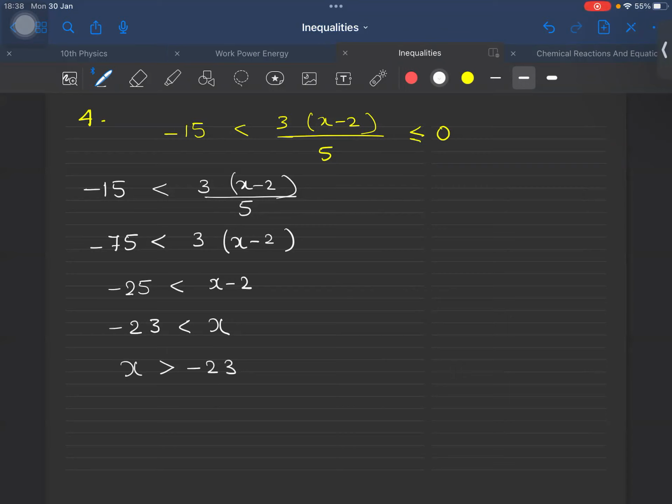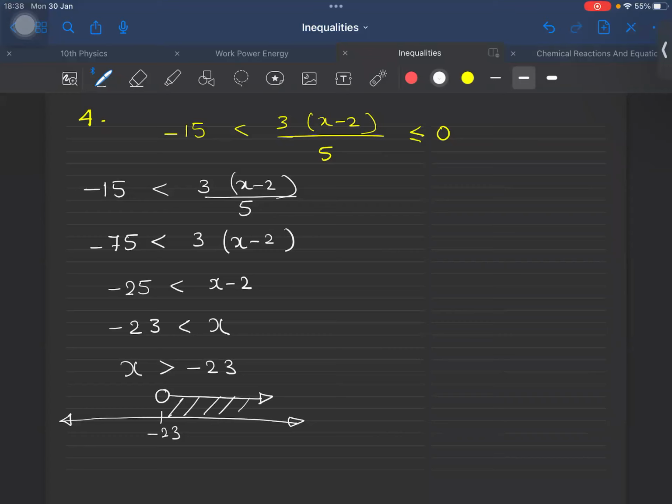All right, let's represent that on the number line. Sir, what about the other inequality, lesser or equal to 0? Yes, of course, we are going to solve that. First, we are writing this one. So negative 23 is our critical point, and x must be greater than that. That means we are going to use a hollow circle here, since we are not including the value of negative 23. So this is the required region here.